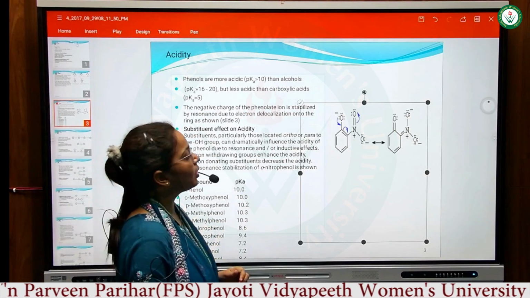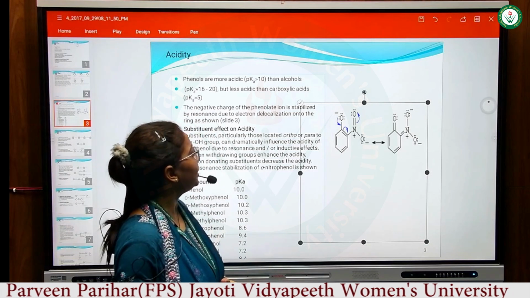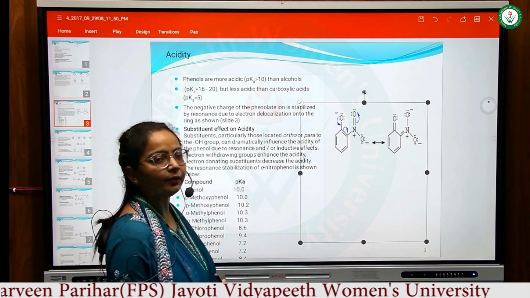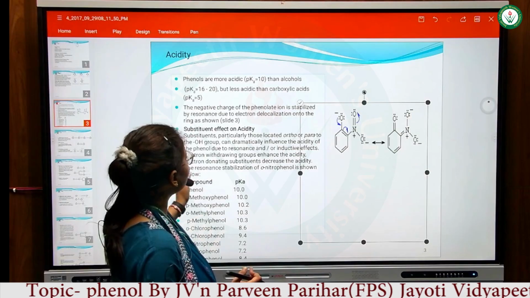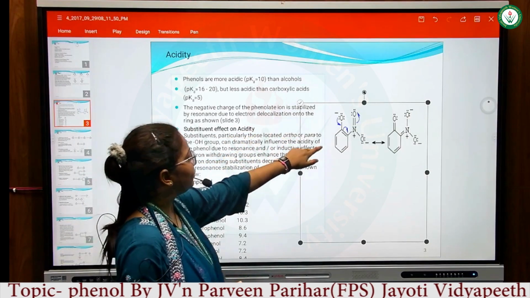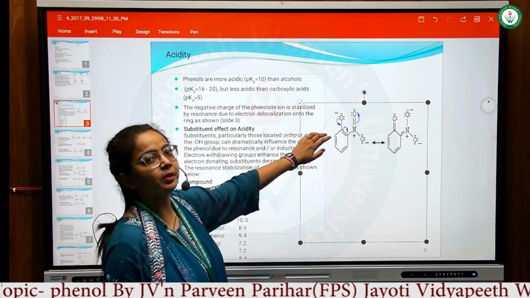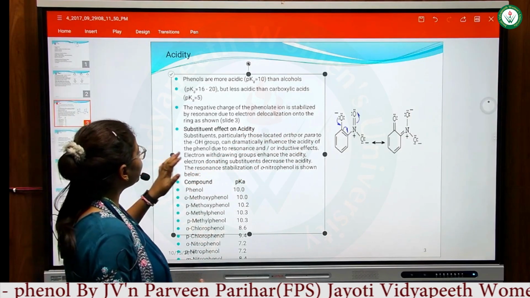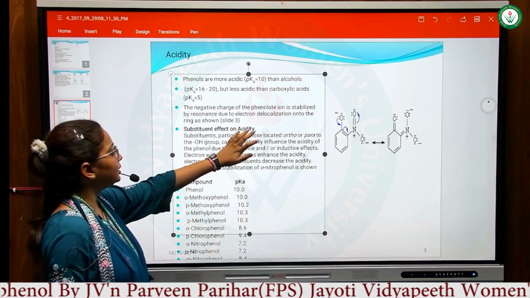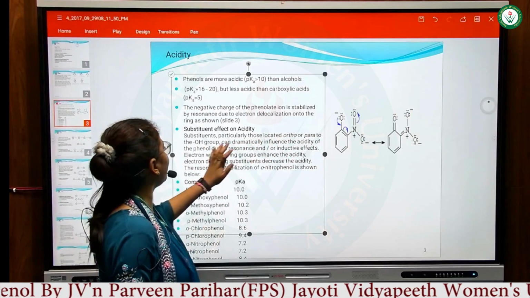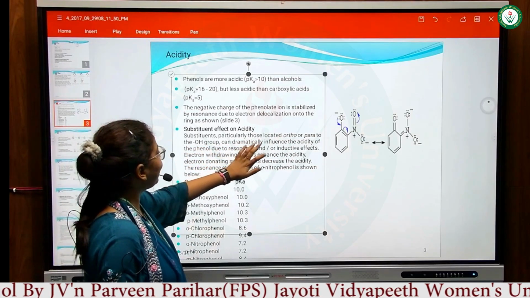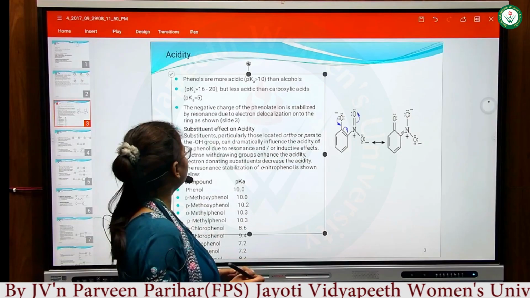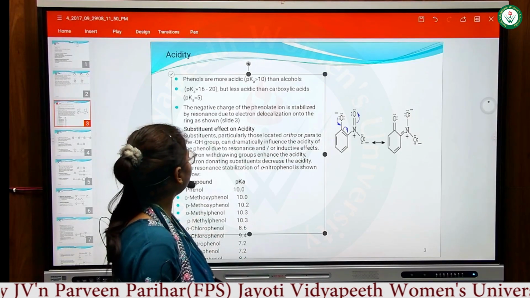So if we talk about the substituent effect on acidity, if we attach any other substituent in phenol, then how is it going to change the acidity of the phenol? Let's see. Substituents, particularly those located at ortho or para to the OH group, can dramatically influence the acidity of the phenol due to the resonance or inductive effect.